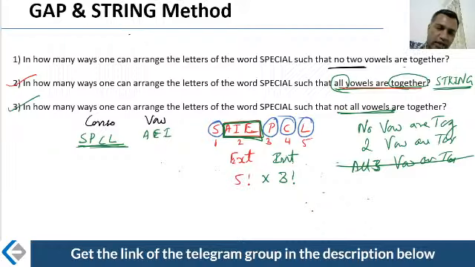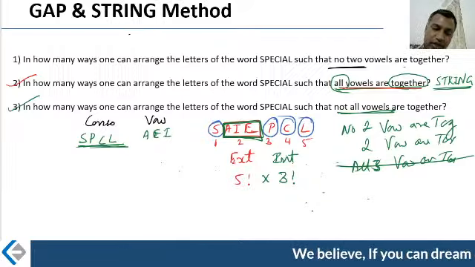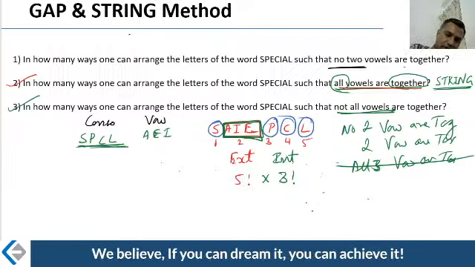No 2 vowels are together, I'm fine. Exactly 2 vowels are together, I'm fine. All 3 vowels are together, I'm not fine. How do I tackle this question? All right, now therefore, these 2 cases put together, the answer to the third question will be what?